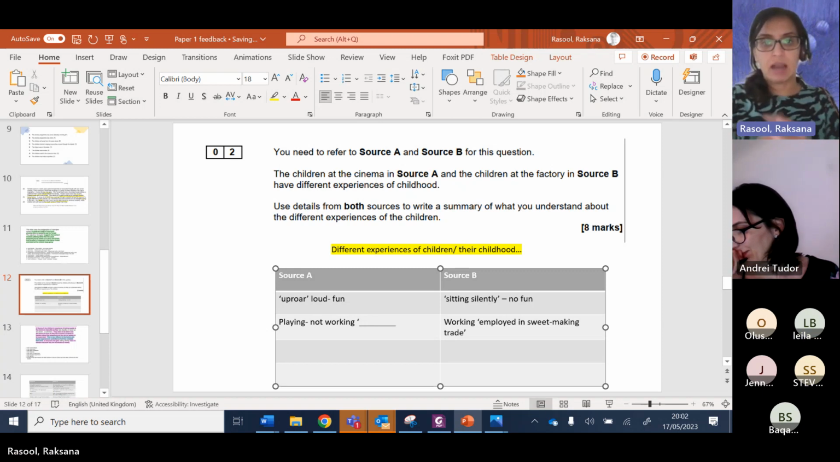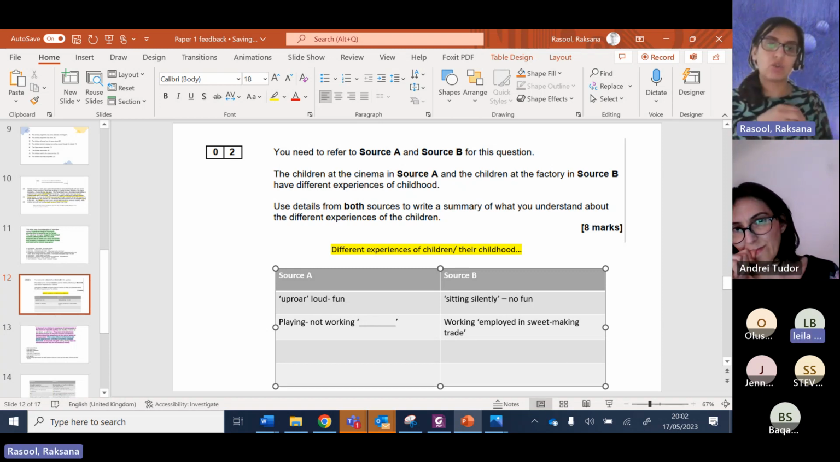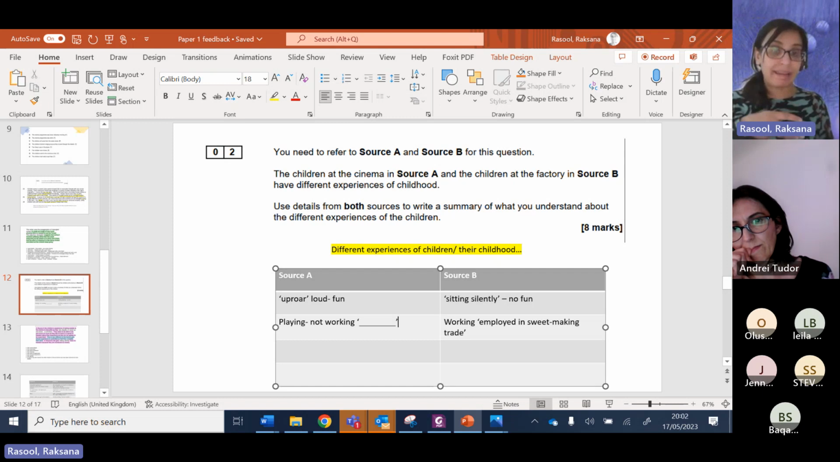Okay. So one: in Source A, the children are loud, they're having fun, they're in uproar. Whereas in Source B, they're sitting silently, there's no fun, they're just working. In Source A, they're playing, not working. Whereas in Source B, they're employed in the sweet making trade. Okay. What else have we got?